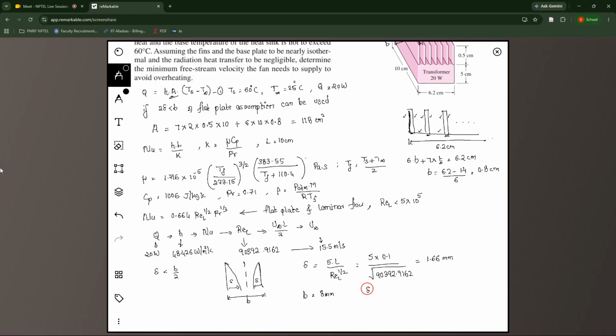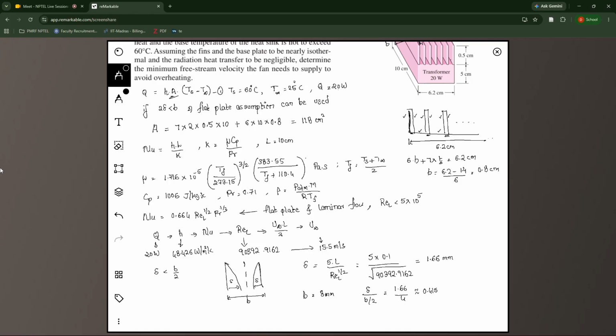So you can see delta by b by 2 is around, so it occupies less than 40% of this. Which means the assumption that it is a flat plate is a reasonable assumption in the present case.